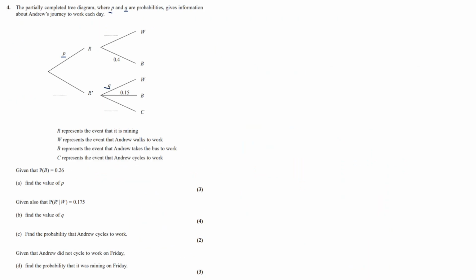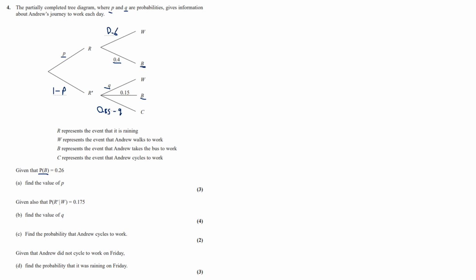We're told the probability of B is 0.26, which means everything that happens to B, we need to work out. If this is P, what is this? This is going to be 1 minus P, isn't it? If this is 0.4, this is going to be 0.6. And if this is Q and this is 0.15, this is going to be 0.85 minus Q. First things first, let's put the probability tree up.